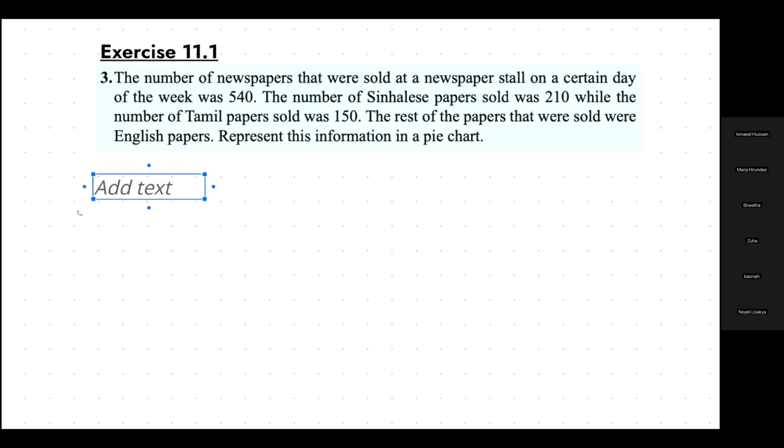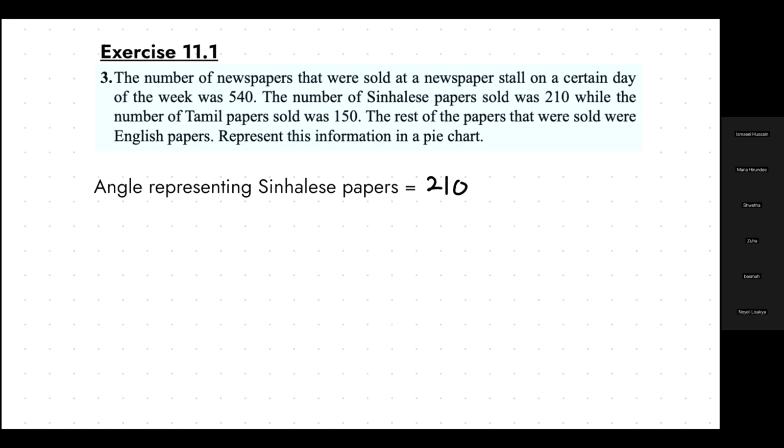Now, there's a total of 540. Sinhalese 210. So I'll find the angle representing Sinhalese papers. The number of Sinhalese papers is 210. Total number of newspapers is 540. This fraction we multiply by 360 degrees. This is how we figure out the angle.